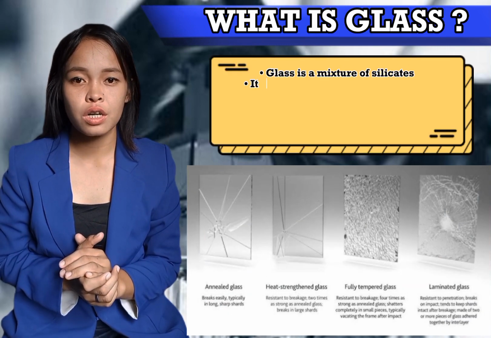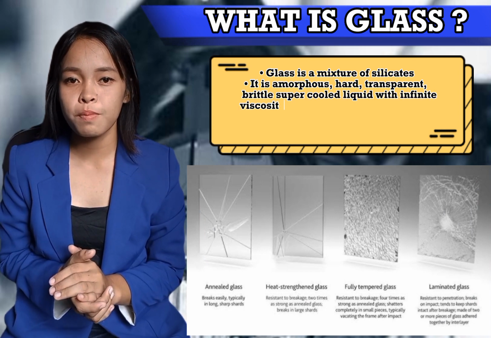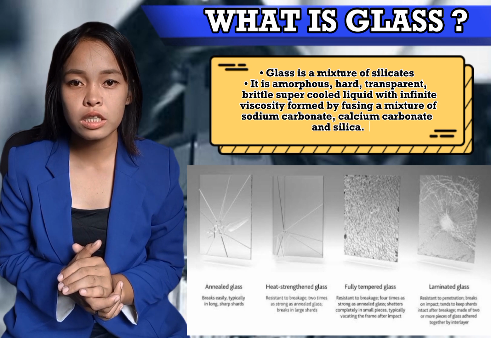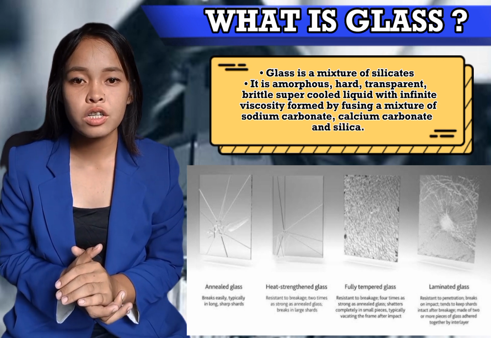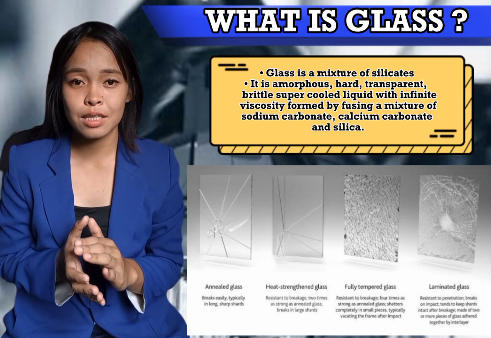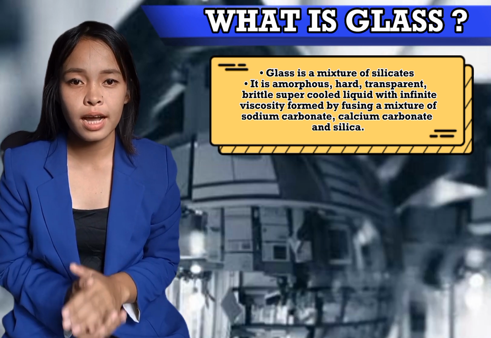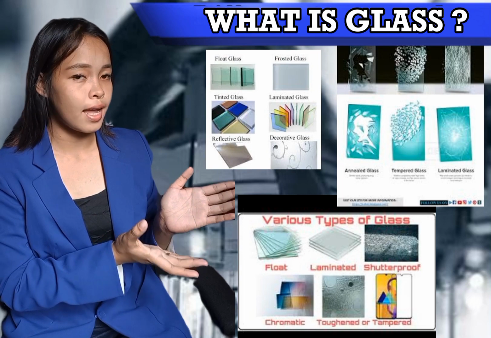Glass is a mixture of silicates. It is an amorphous, hard, transparent, brittle, supercooled liquid with infinite viscosity, formed by fusing a mixture of sodium carbonate, calcium carbonate, and silica. Because glass is made of a variety of compounds, there are many types of glass, and here are examples of the different types of glass.